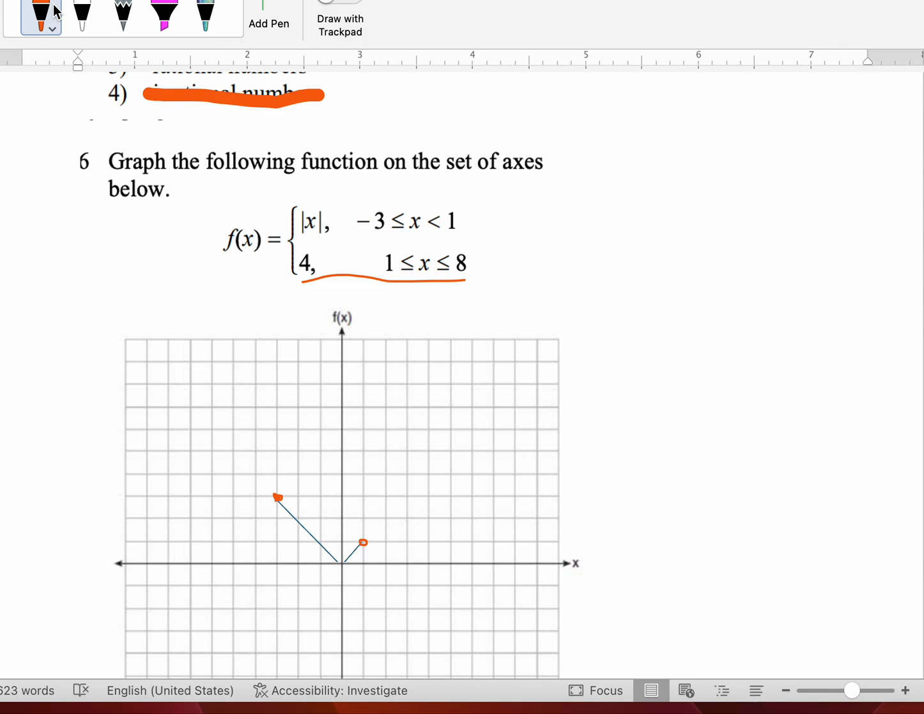So x, y, the output is 4 for all of these options. I'm going up 1, 2, 3, 4, and it's going from 1, which it's greater than, it's less than or equal to here, through 8. 2, 3, 4, 5, 6, 7, 8. And we're going to have closed dots.